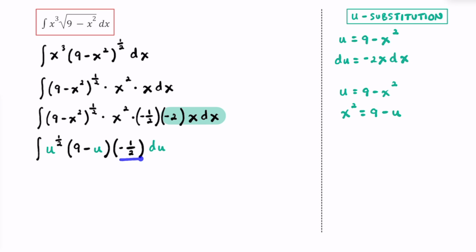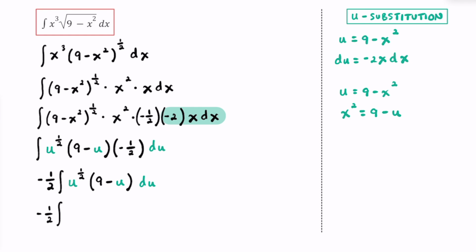Let's just take this negative 1/2 now and move it in front of our integral. And so when we do that, we're just going to have this negative 1/2 out in front, multiplied by the rest of our integral. Then we're going to go ahead and distribute our u to the 1/2 power to each of these terms here, just to make this easier to integrate. So we're going to have this negative 1/2 out in front.